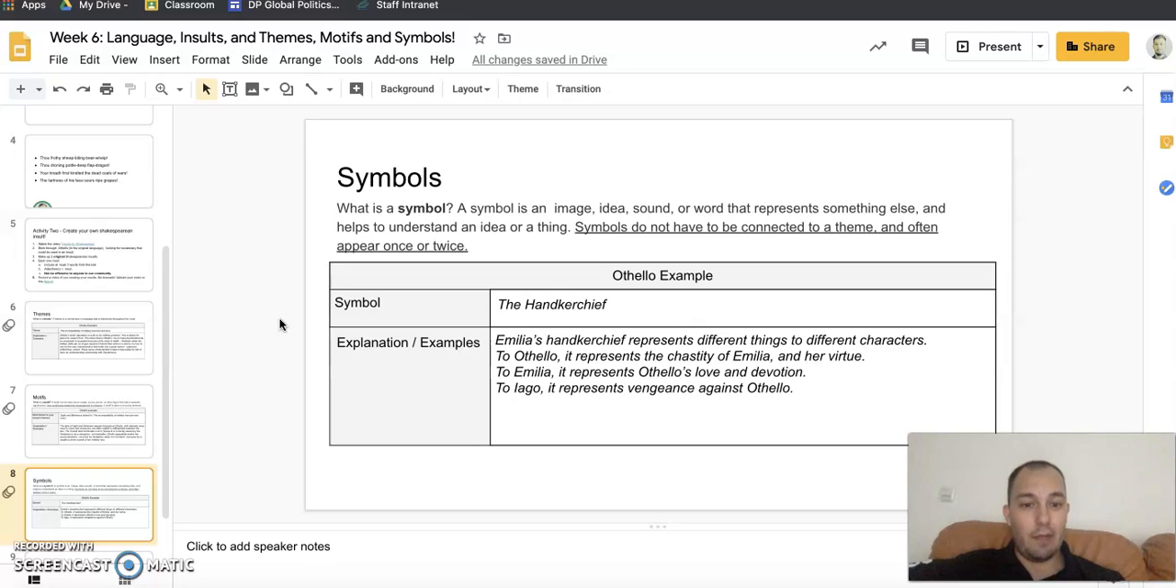To Othello, it really represents the chastity of Emilia and her virtue as a wife. For Emilia, it represents Othello's love and devotion. This almost symbolizes Othello's love for her and his trust in her. And to Iago, it represents vengeance against Othello. It represents something that he can take from Othello. And so it is symbolic. So there's an example of a theme, a motif, and a symbol from Othello.